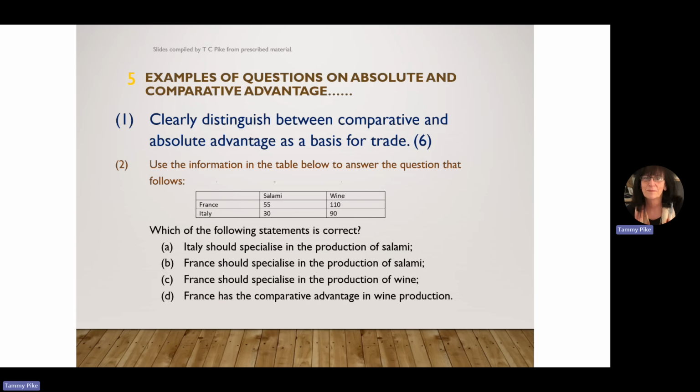All right, so these are both from the very first section, which we're going to have a look at now and see, first of all, how would you answer that 6-mark theoretical question, and then how would you answer this somewhat more application-based question.